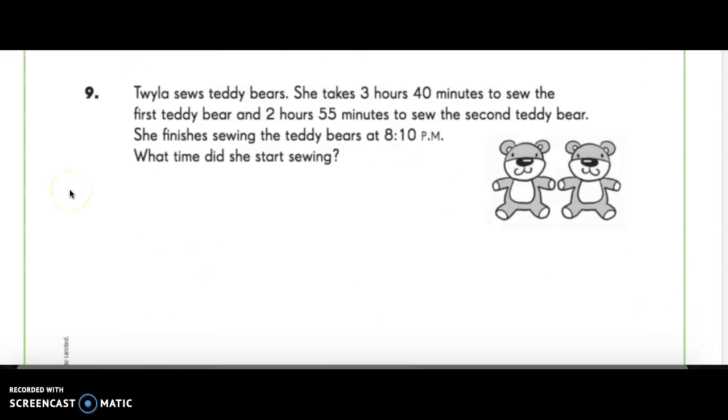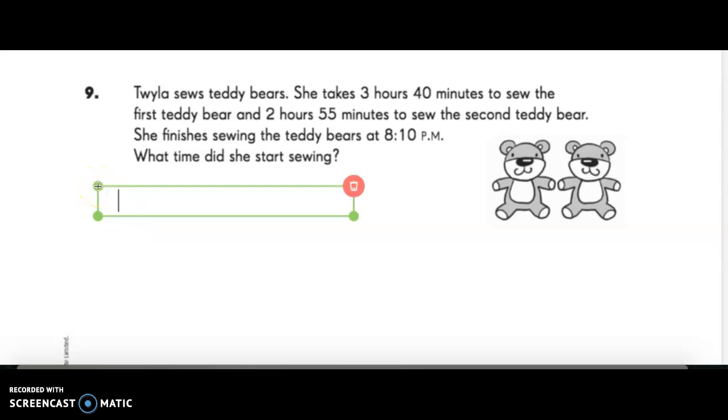Now this is page 167 in your workbook. So Twyla sews teddy bears. She takes 3 hours, 40 minutes to sew the first teddy bear and 2 hours, 55 minutes to sew the second teddy bear. She finishes sewing the teddy bears at 8:10 p.m. What time did she start sewing? So first thing we need to do is figure out how much time she worked. So we're going to add our time.